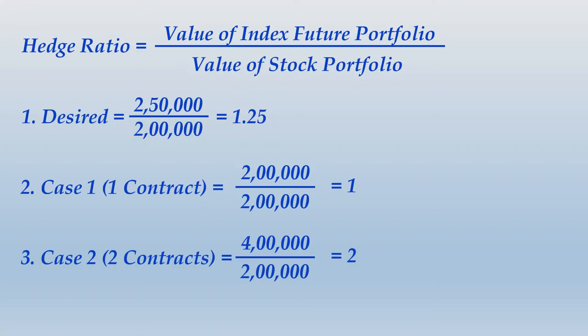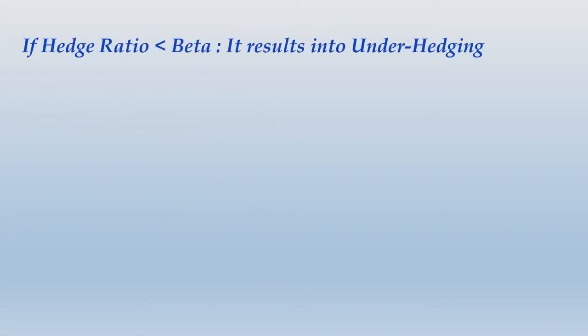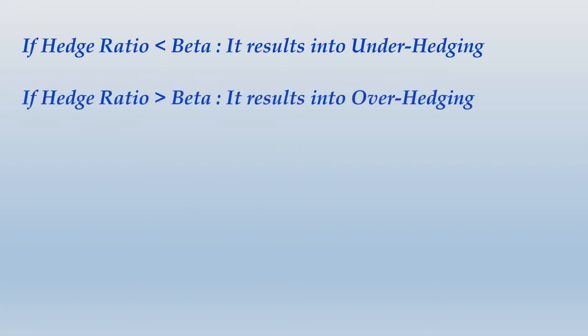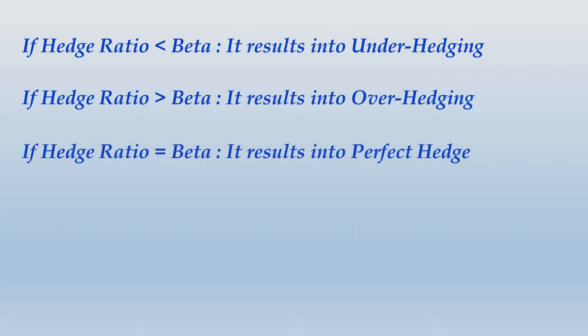Alright then, let us write that concluding point as well. So if hedge ratio is less than beta, it results into under hedging. If hedge ratio is greater than beta, it results into over hedging. If hedge ratio is equal to beta, it results into perfect hedge. So write these concluding lines quickly and then I take you ahead.